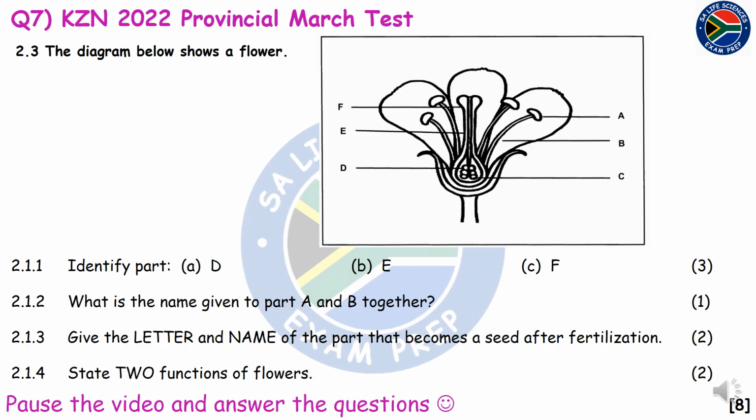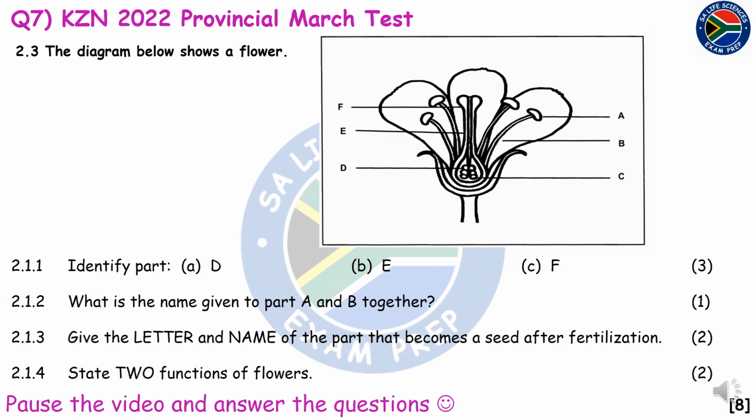The diagram below shows a flower, so let's go through the labels. Label A is part of the male reproductive organ and it is the anther. The anther is where the pollen will be released for pollination. Label B is that narrow filament, which is also part of the male reproductive organ.